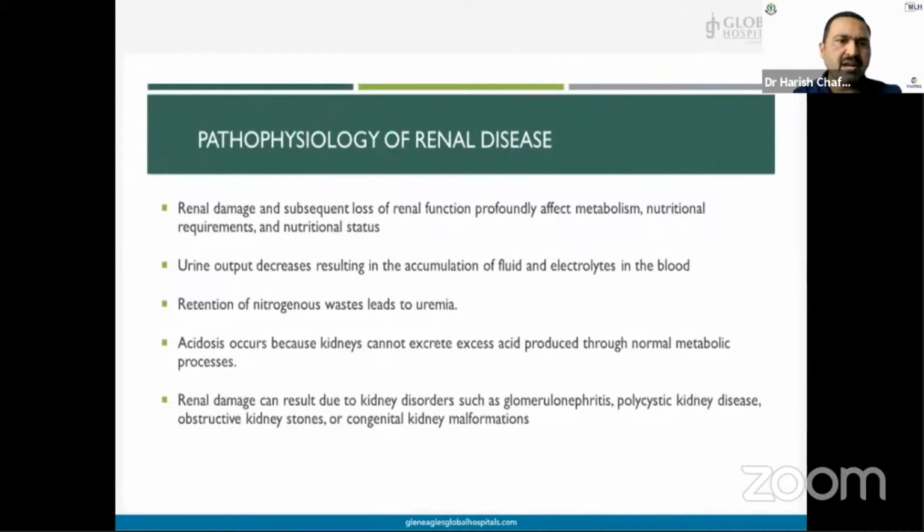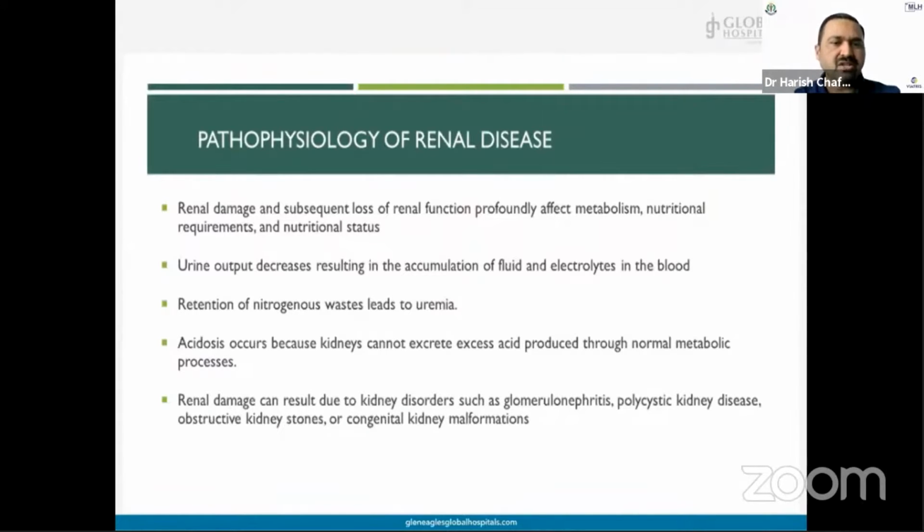As we all know, renal damage and subsequent loss of renal function profoundly affect the metabolism, nutritional requirements, as well as the nutritional status of the patient. We see a lot of patients coming to OPD as well as indoor who are nutritionally very much depleted when they already have underlying kidney disease. Urine output decreases, resulting in accumulation of fluid and electrolytes in the blood. Few patients who come to you would be edematous all over, and few would be excessively cachectic. That is what I can tell you.